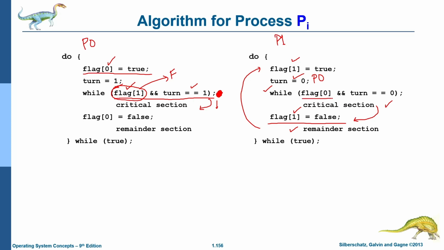So flag 0, is it true? Yes. Flag 0 has been set true by P0 itself. And turn was set to 0 in the previous line. So this entire condition is true. So P1 will now be stuck in its while loop, will not be able to enter its critical section because P0 is in its critical section.